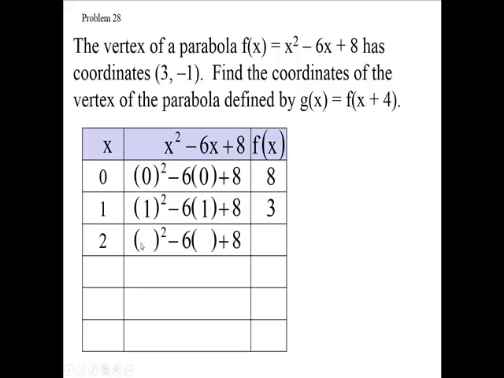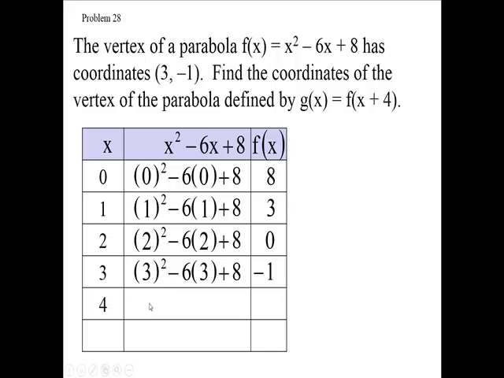Plug in a 2. We're going to get 4 here. We're going to get 12 here. So 4 minus 12 is negative 8, plus 8, our nice little 0 number here. Okay, 3. 3 squared is 9. 6 times 3 is 18. 9 minus 18 is a negative 9, plus 8 is our minus 1.